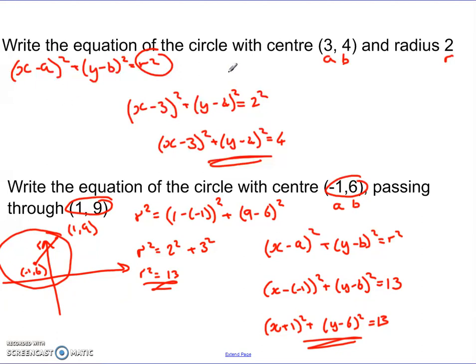And remember that this (x minus a) squared plus (y minus b) squared equals r squared, for any generic centre (a, b). That is how we represent it. That is the equation of your circle with any generic centre and its radius.